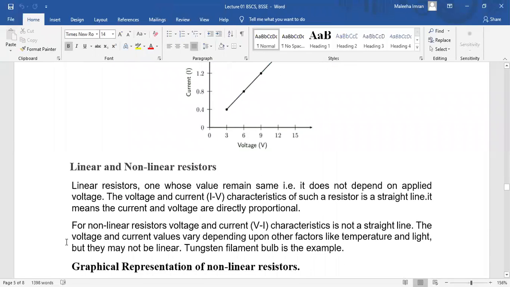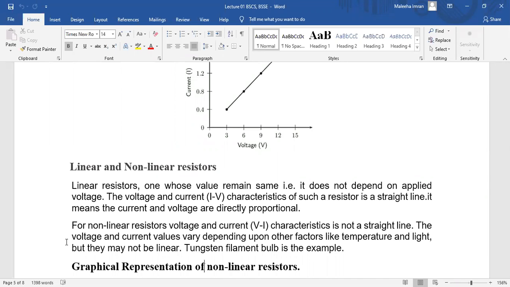So we have the linear and non-linear behavior. This is a linear behavior. The graph between two quantities is a straight line. We have the linear. So in this case, we define a resistance which is known as the linear resistance.